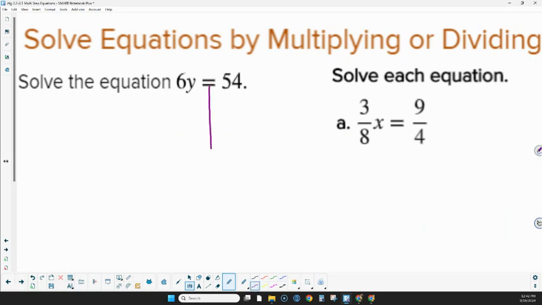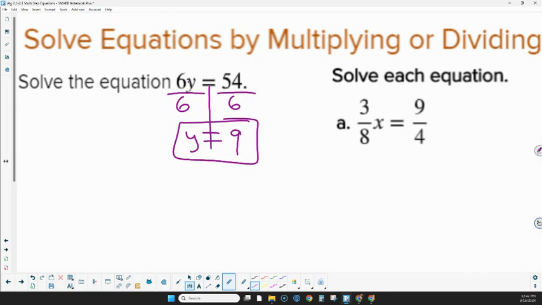So here, once again, drawing our line. 6y just means that we're multiplying the 6 and the y. So we would do the opposite of that, which is divide by 6 on both sides. And there we get y equals 9. That's just the one step there, dividing on both sides.